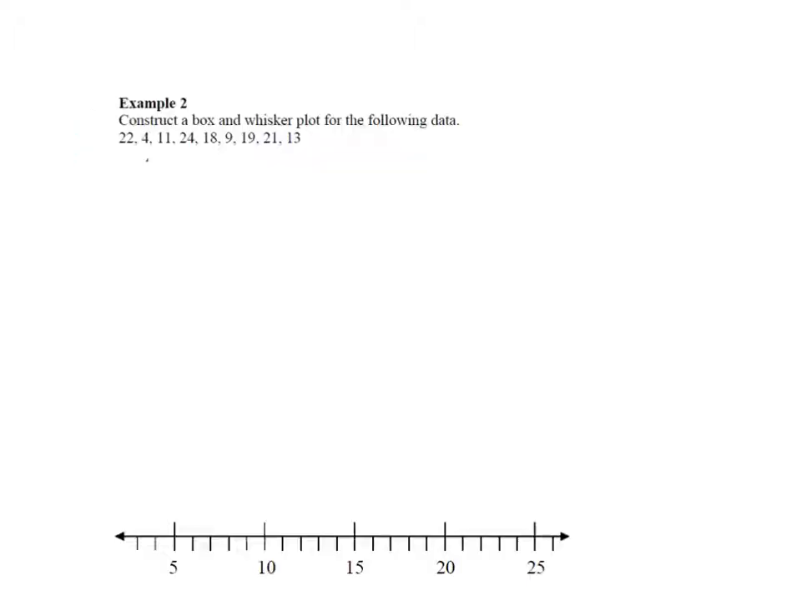So now let's do an example. We want to construct a box and whisker plot for the following data. So the first step is to arrange it in order from low to high. So that gives us 4, 9, 11, 13, 18, 19, 21, 22, and 24. So we can say that our min is 4 and our max is 24. There's the first two easiest ones.